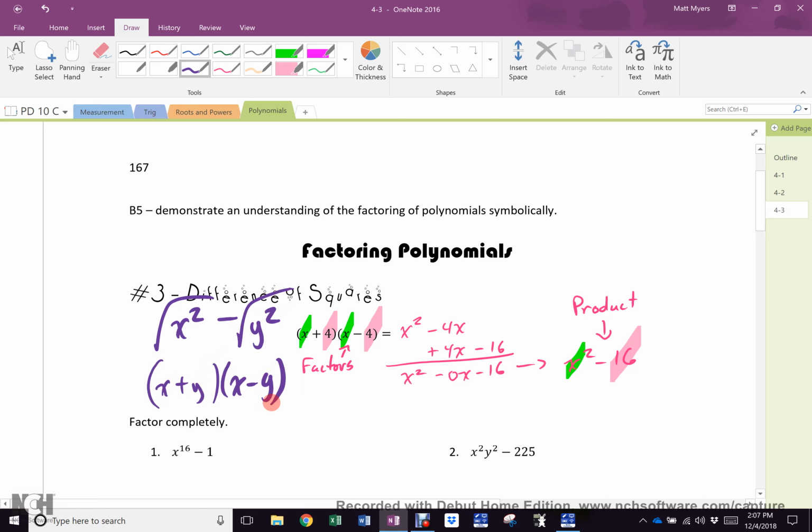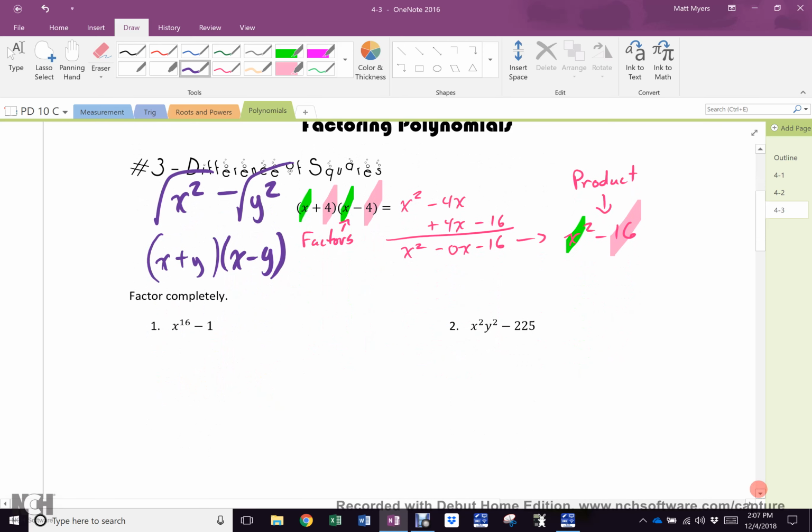Everybody cool? So, let's look at that very first one. They gave you a very hard one to start out with. Is that a perfect square? How do you know? Because 16 is even, which means it can be split into 2 equal groups, yes? So what would the square root of x to the 16th be? X to the 8th. There's the square root of 16, correct? Square root of x to the 16th is x to the 8th. What's the square root of 1?